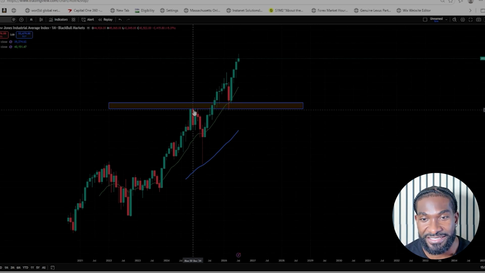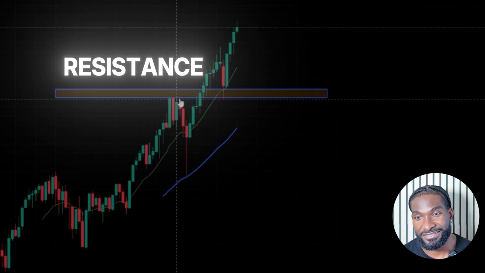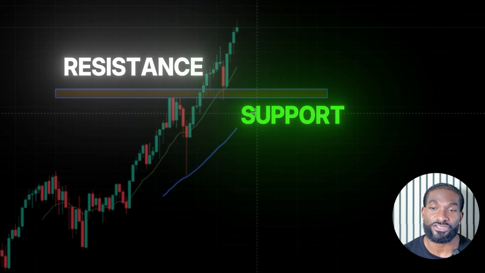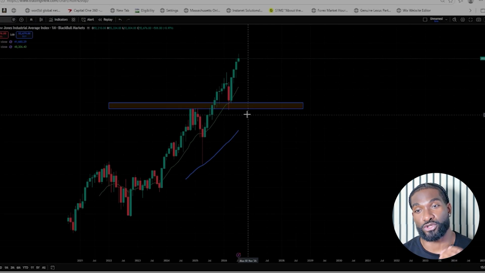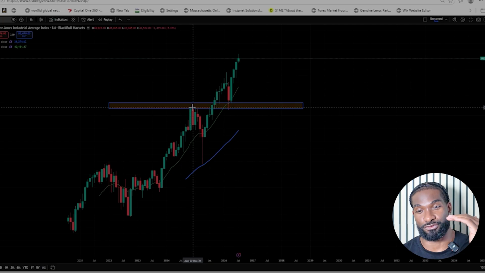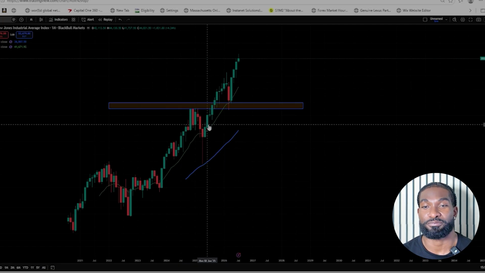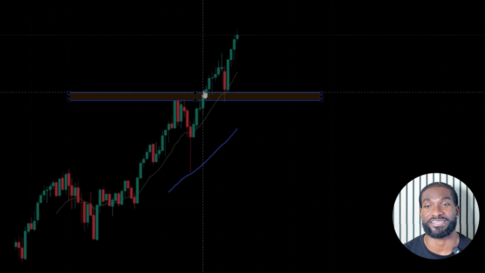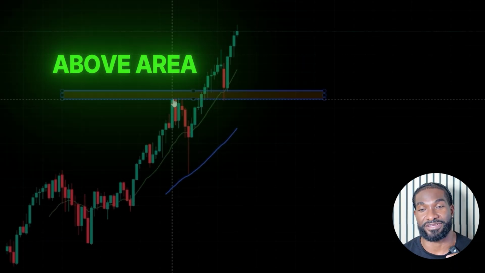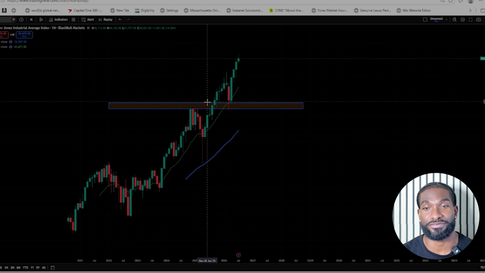So here you can clearly see that we have one touch point, and if you look to the right, this area, which is resistance, is now acting as support. Now the support areas are areas below price. So you can see the price came up here, it was resisted by this area and it rolled over, then price came back and broke through the resistance. So by price breaking through your resistance, price is now above that area that it broke through.